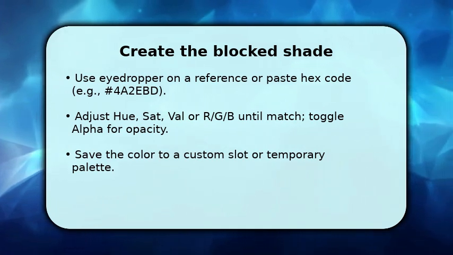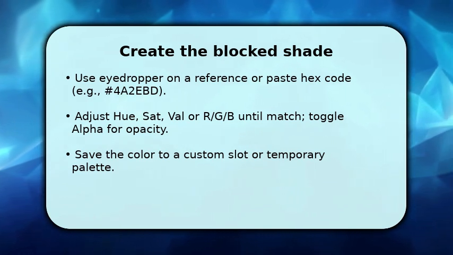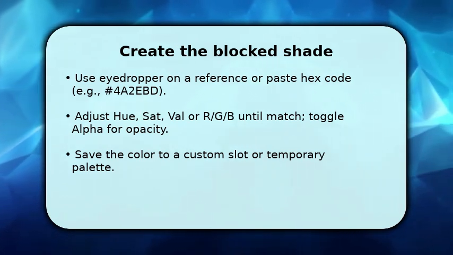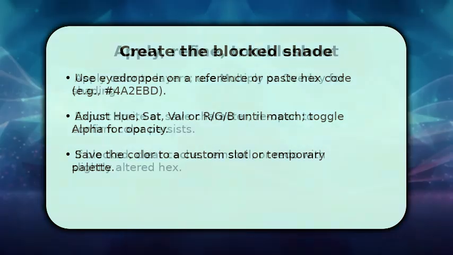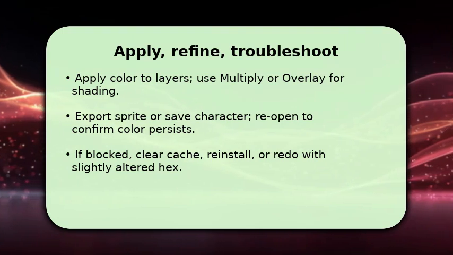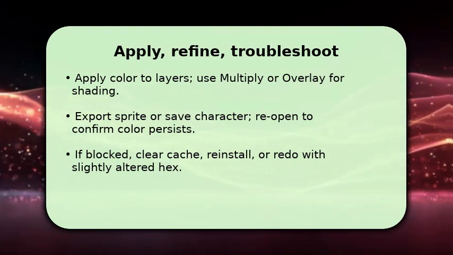When satisfied, save that swatch to a custom slot or temporary palette in the studio so you won't lose it. This ensures you can reuse the color across parts and characters. Now apply the custom color to the appropriate layers, using layer modes like multiply or overlay for shading and highlights so the blocked hue reads naturally.